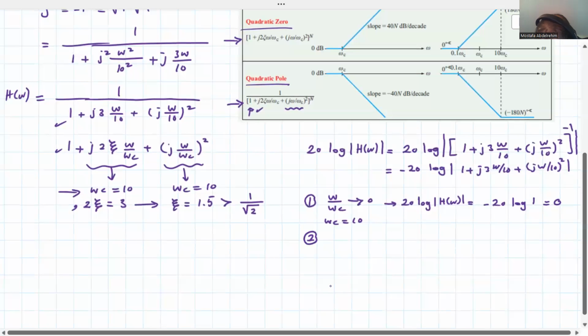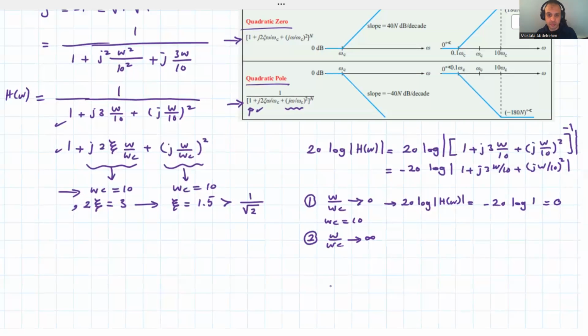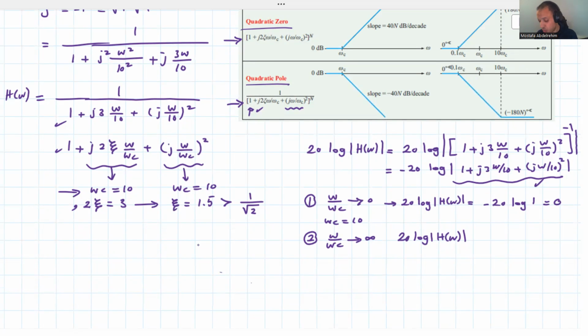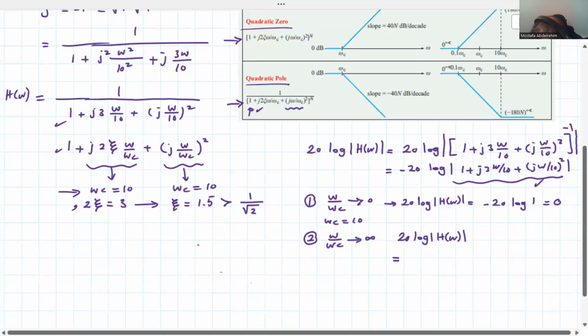Second case, omega over omega c tends to be infinity, or very high. Let's do that in detail so you can understand very well. 20 log magnitude of H of omega. What is the magnitude of H of omega? So this is H of omega, and the magnitude is the square root of the real square plus the imaginary square. What is the real part here? The real part is the 1 and this one here, j omega over 10, everything is squared.